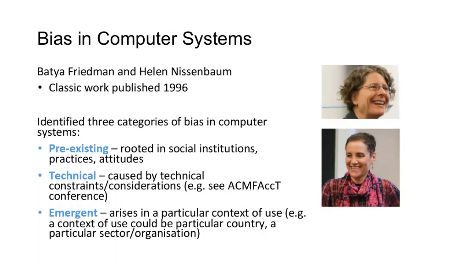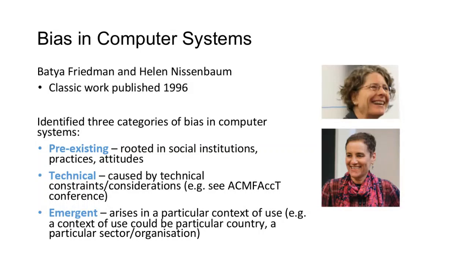So really deep-rooted issues. They also identified a second category of technical biases, and for the computer scientists in the room, it's possible that you're more familiar with the literature in this area. These are the kind of biases that are caused by technical constraints and technical considerations in systems. So if you know the conference ACM FAccT, you'll have come across papers that tend to focus on this more technical category of bias in computer systems.